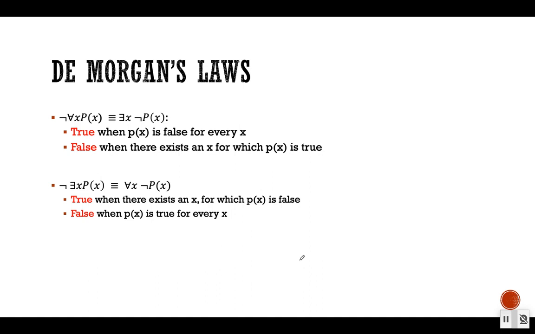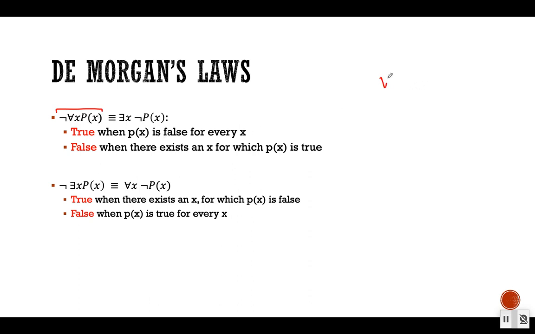So this is actually our De Morgan's law. If we negate a universal quantifier, that will become an existential quantifier with a not p(x), and if we negate an existential quantifier, that will become a universal quantifier with not p(x). This statement will be true when p(x) is false for every x.